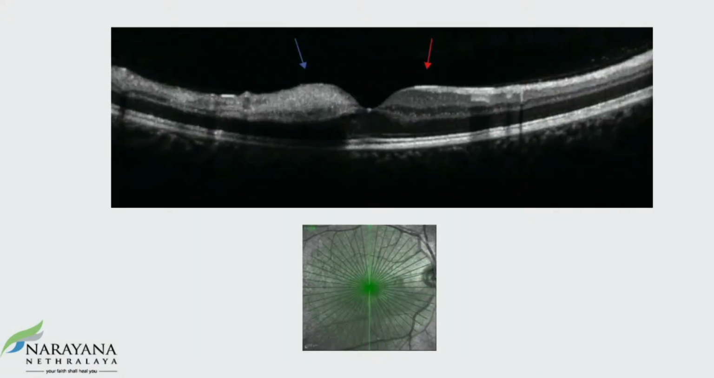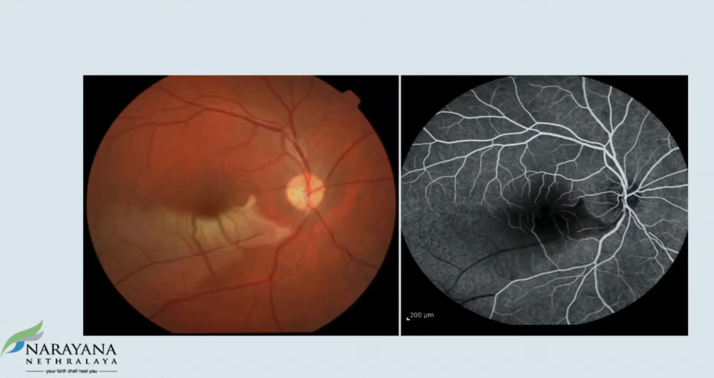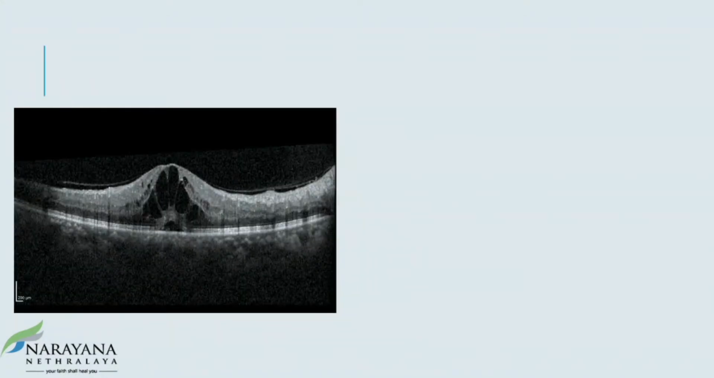What about this? This is very interesting. BRAO, very good. I heard someone saying that. You can see one side of your OCT is absolutely normal and on the other side you see whitening there, and this is the clinical image of this particular patient. What about this?